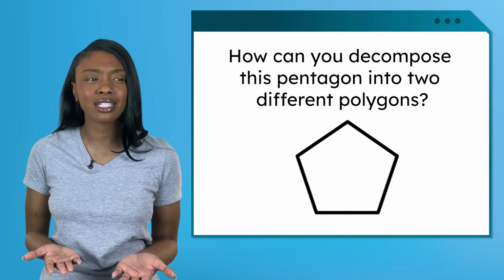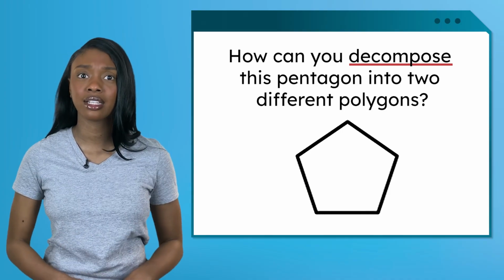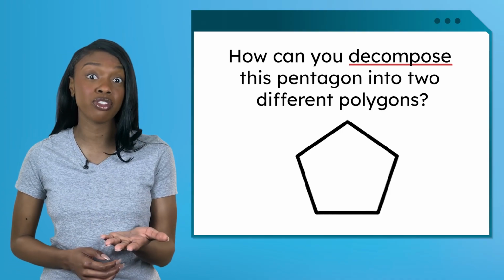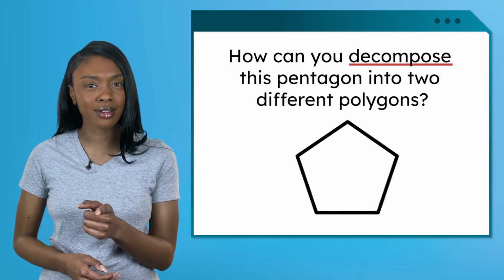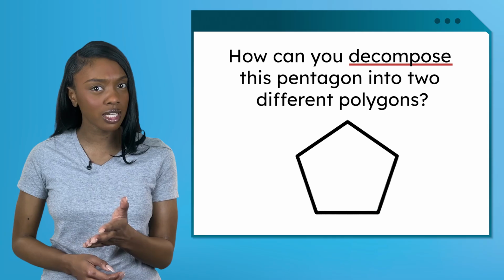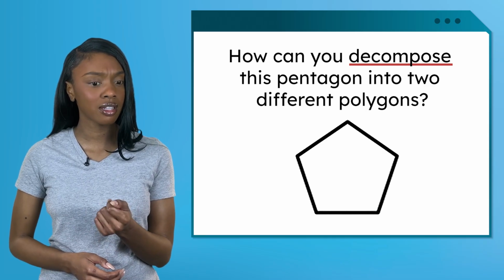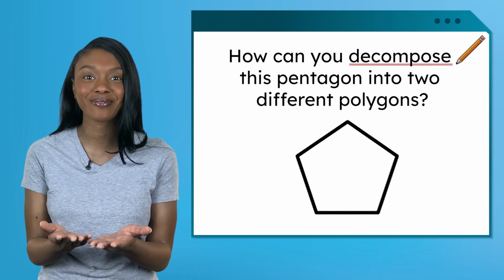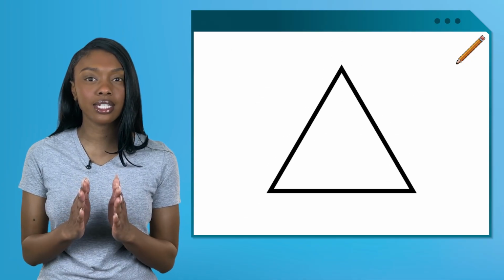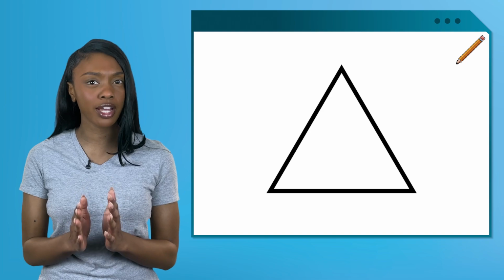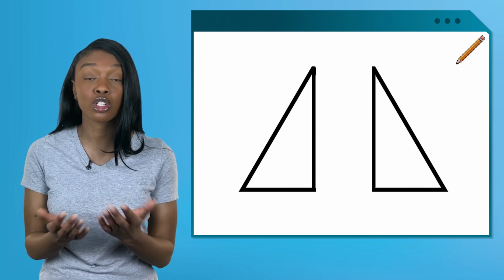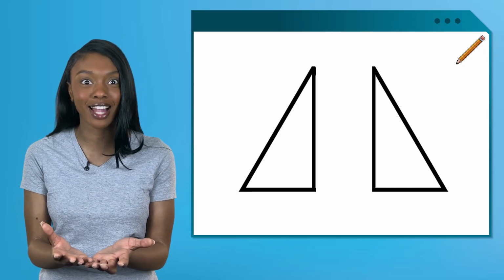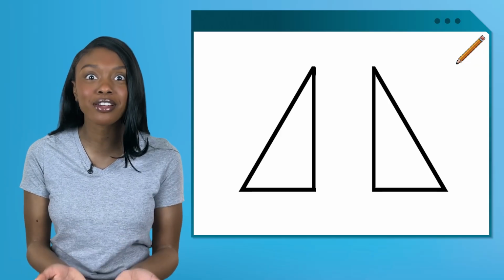Now, what does it mean to decompose a polygon? We've decomposed numbers before, and when we did that, we broke a number down into smaller parts. Do you think it could be the same with polygons? Fill this out with me in your guided notes. Let's try it out with this triangle. If we cut it down the middle, this one triangle would break into 2 smaller triangles. So we can decompose a polygon by cutting it into smaller parts.